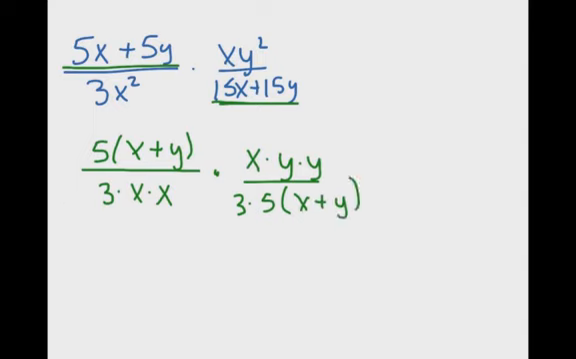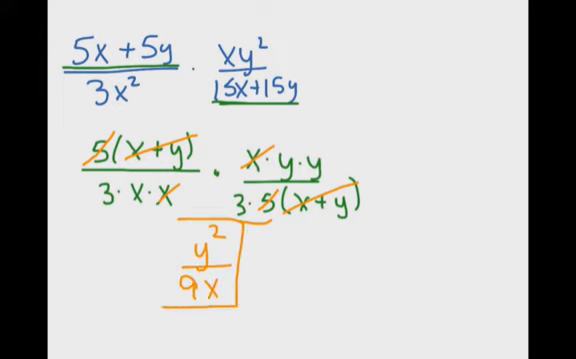Now it's time to cross some things out. So I see an x plus y and an x plus y, so let's cross those out. I also see a 5 and a 5. So if we would have left this as 15, then we would have had to realize that 5 and 15 can be reduced. So that's one reason why I like to write the prime factorization. So it's right there staring at you. And then if we look the other way, we have an x and an x. So we've canceled out everything that we can, so we multiply straight across. So we're left with y squared on the top and 9x on the bottom.